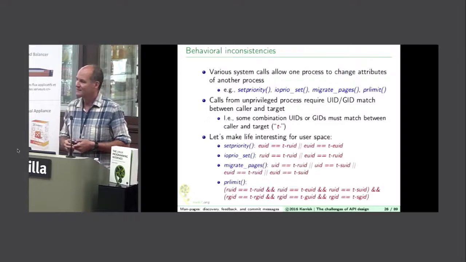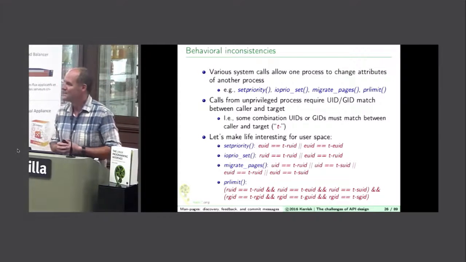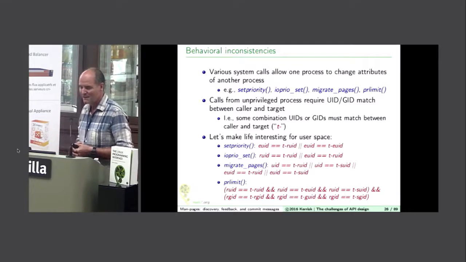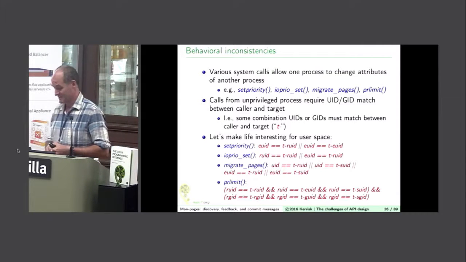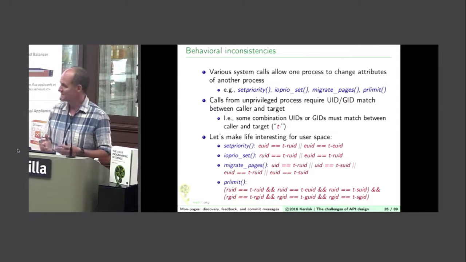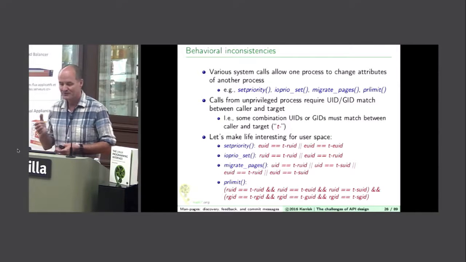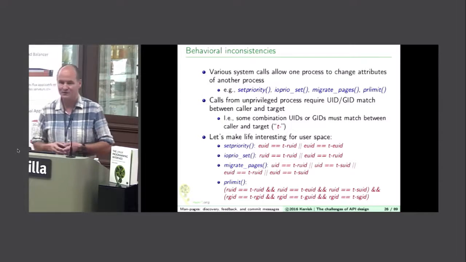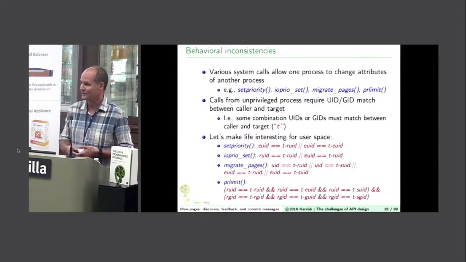So let's make life really interesting for user space. Let's make every interface have a different set of rules. I don't know, there might be arguments, for instance, for why prlimit has these rather strange rules, but it seems to me almost incomprehensible that the rules for, for instance, setpriority and ioprio_set are different. There seems no excuse for that. It's a gratuitous behavioral inconsistency.